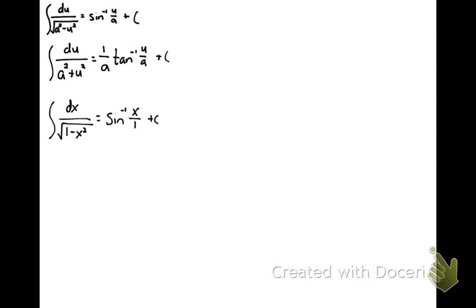Now something that's a bit different, but related: what is the integral of dx over the square root of 4 minus x squared? Well, one thing to notice is that 4 is 2 squared, and this fits the form of inverse sine, so the integral would be the inverse sine of, in this case, x over 2 plus c.